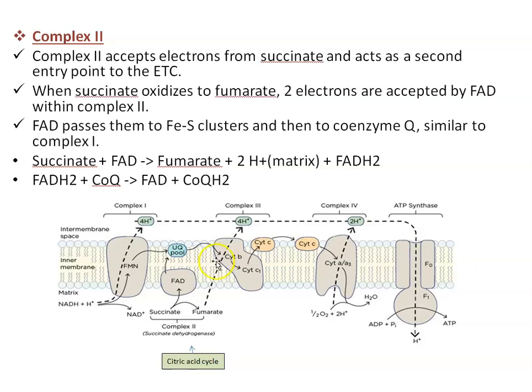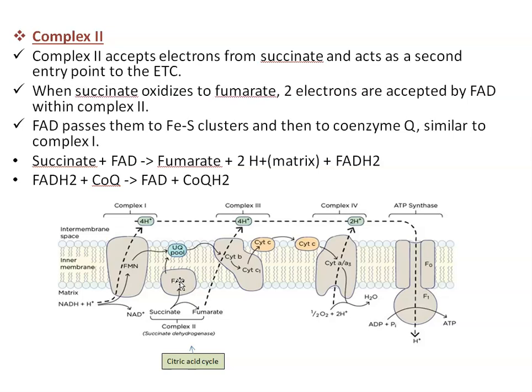Next is complex 2. This complex 2 is also known as succinate dehydrogenase. So it accepts electrons from succinate. Now this succinate is an intermediate in the citric acid cycle and acts as a second entry point to the ETC. When succinate oxidizes to fumarate, 2 electrons are accepted by FAD within complex 2.